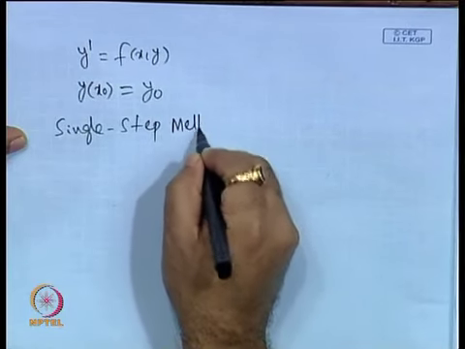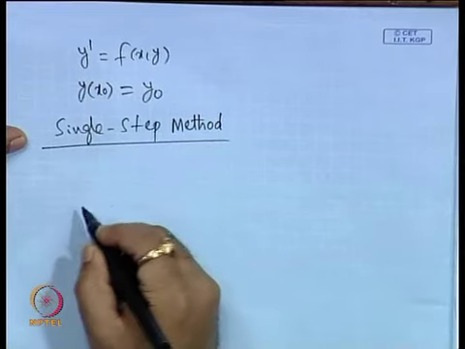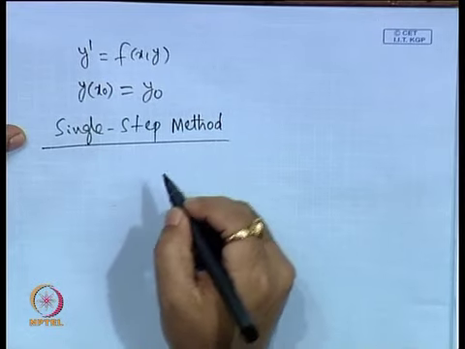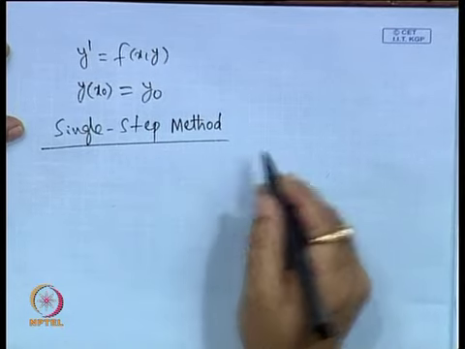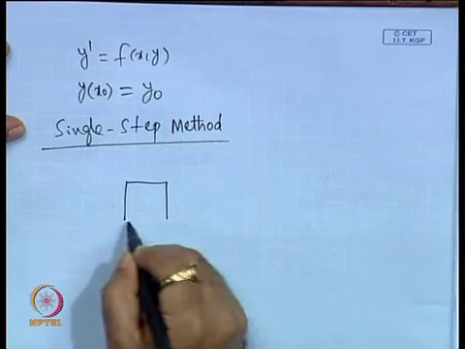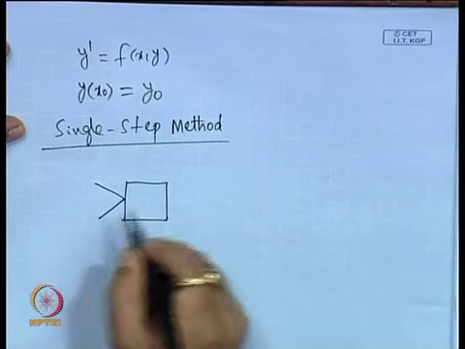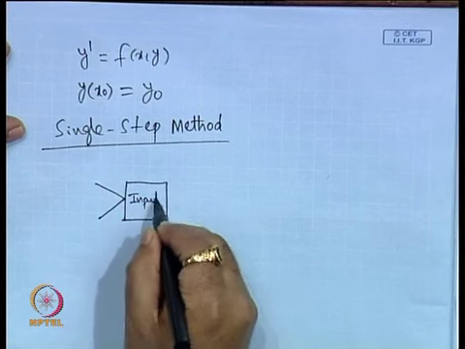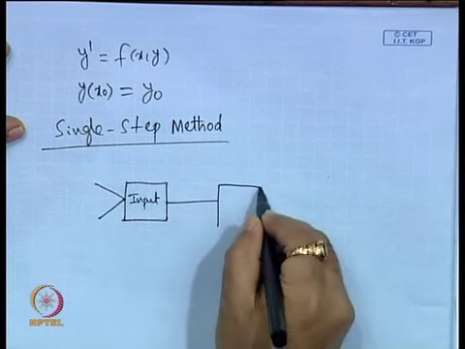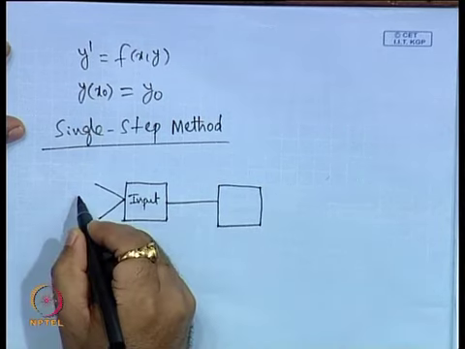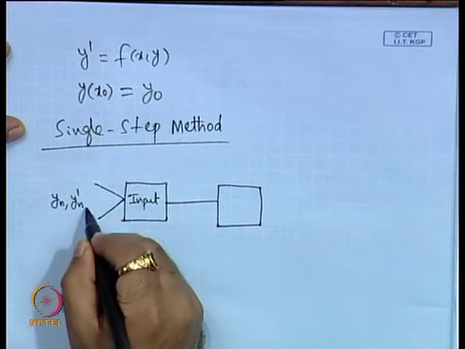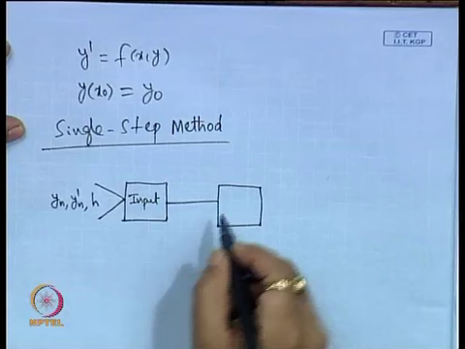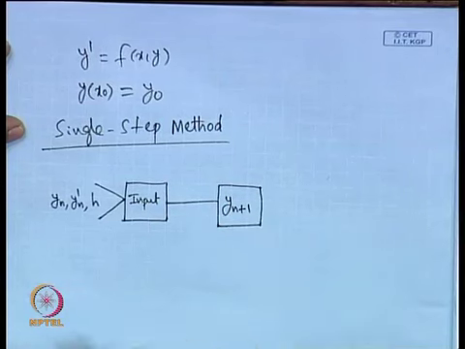Single step method. So, what is this? Basically, numerical methods are algorithms, in some sense, to get values at discrete points. Your single step method looks like this. We have an input and we get an output. The input we are giving is y n, y n prime and the step size h, and then we get y n plus 1.